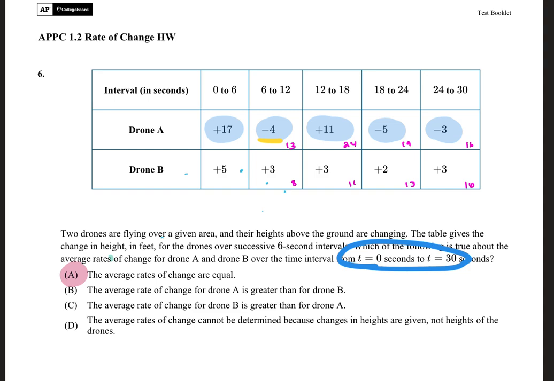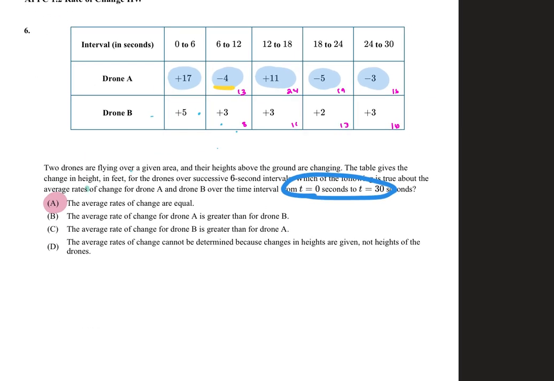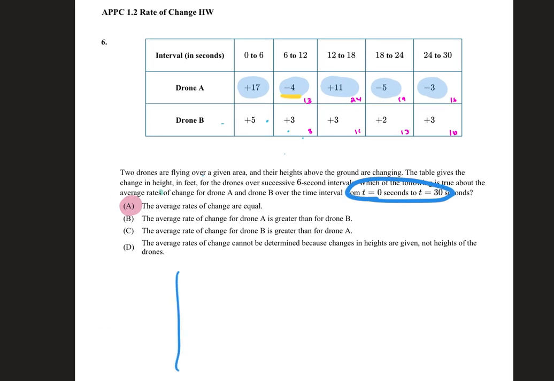So what you had to do is figure out if it started at positive 17. If my first change was 17, I went up to 17. You don't know where you started, but let's just say for drone A, you started at 0. Again, we don't know exactly. But we went up to 17, so we're up at 17. Then you went down 4, so now you're at 13. Then you went up 11, so now you're at 24. Then you went down 5, so now you're at 19. And then you went down 3, and so now you're at 16. So drone A would finish with a rate of change at 16.